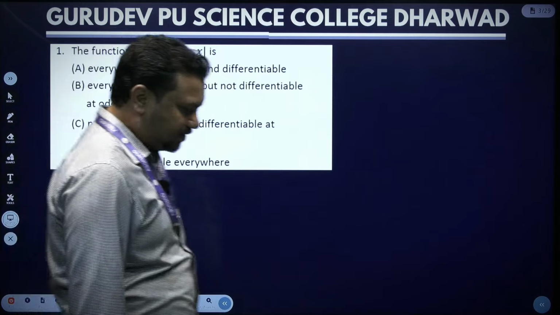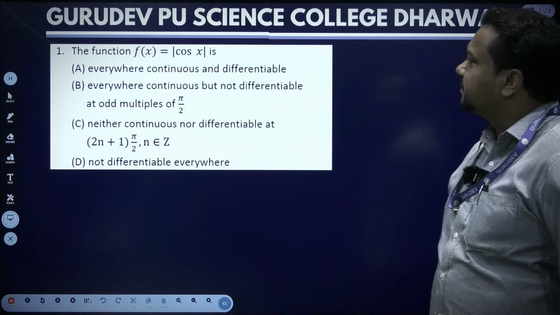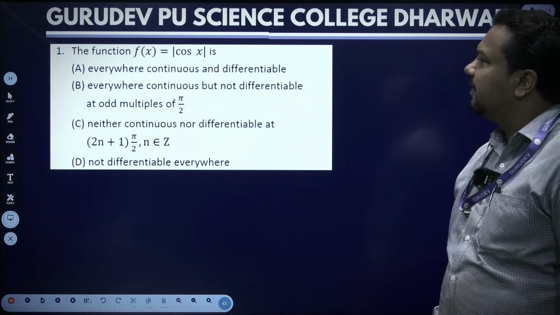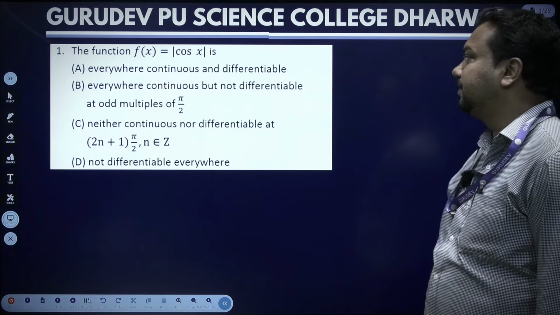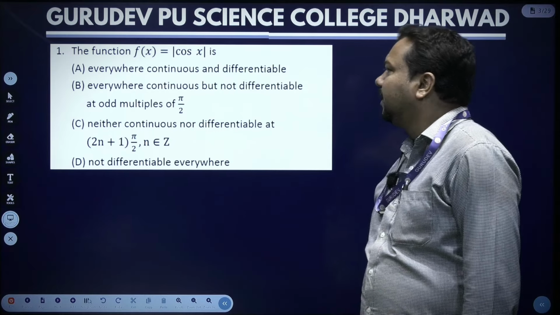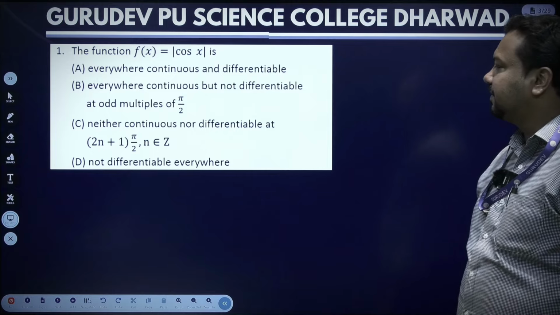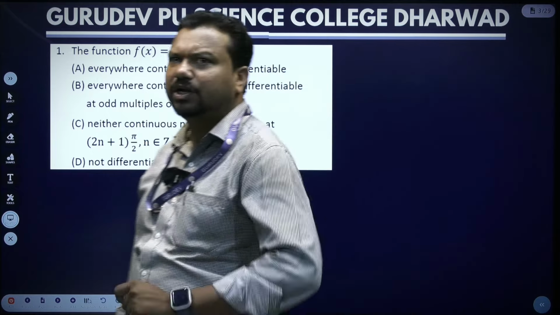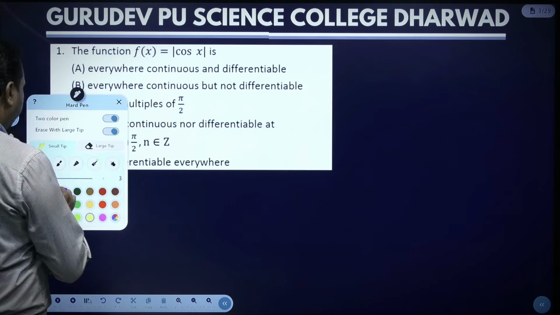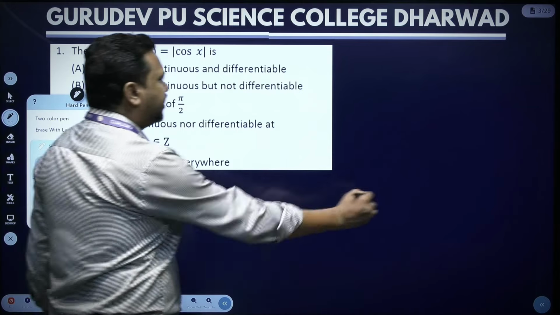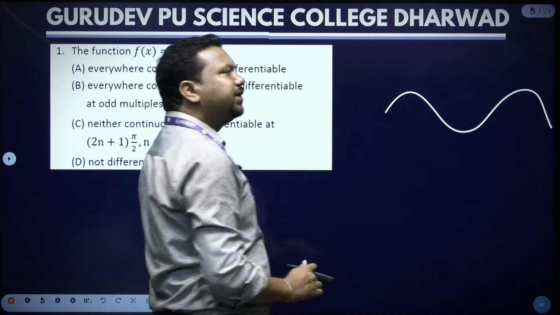The first question was on the modulus of cos x function. The function f of x is equal to mod cos x is: everywhere continuous and differentiable; everywhere continuous but not differentiable at odd multiples of pi by 2; neither continuous nor differentiable at (2n plus 1) pi by 2; and not differentiable everywhere. We all know that cos x is a continuous function. I hope you remember, cos x is always a continuous function. If you try to understand the nature of the graph, cos x is always continuous.